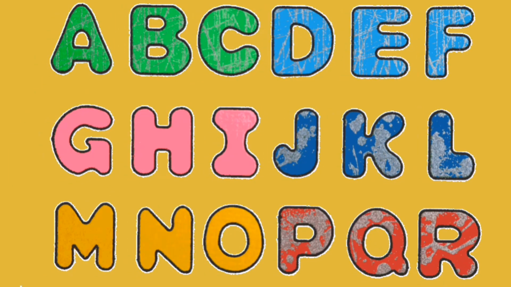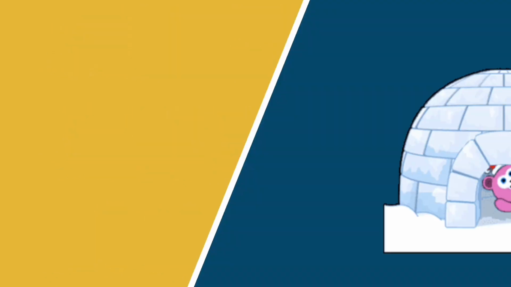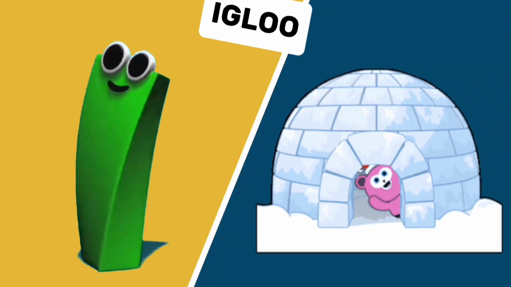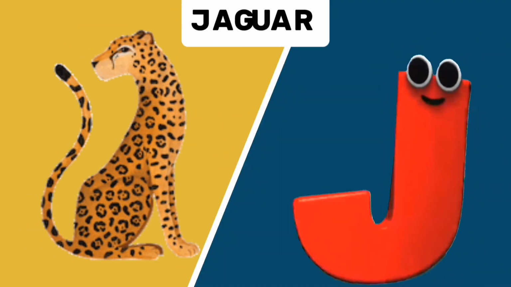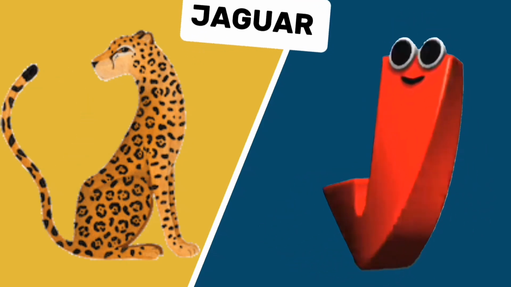Say, sing, it's the letters of the alphabet. I is for igloo, igloo. J is for jaguar, J.